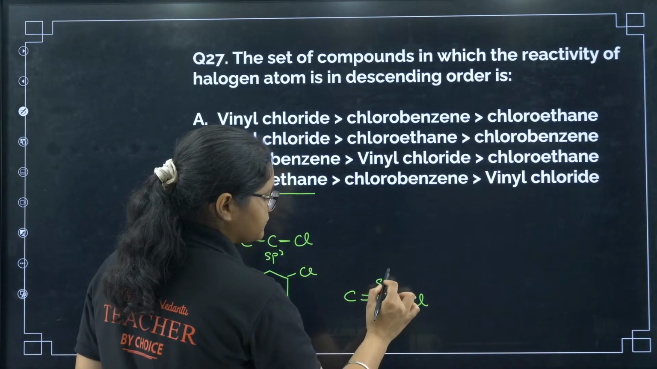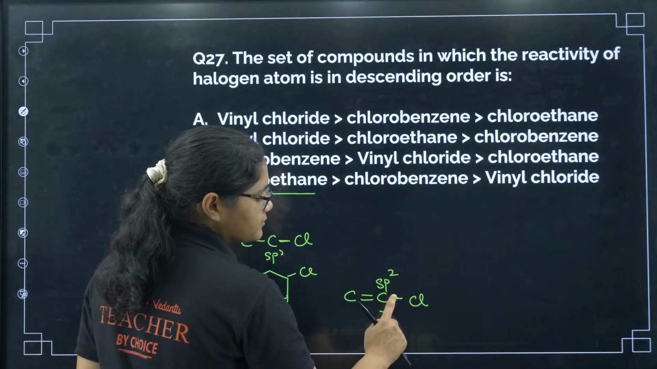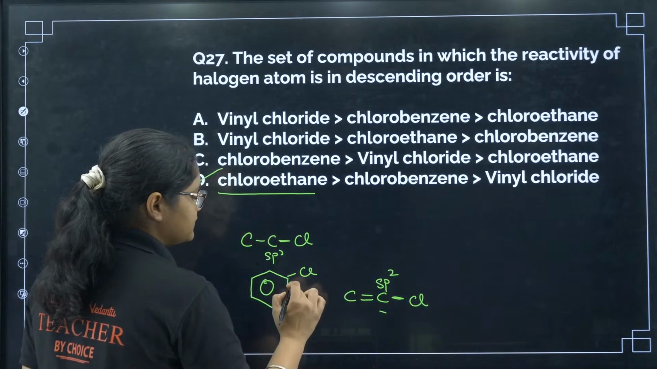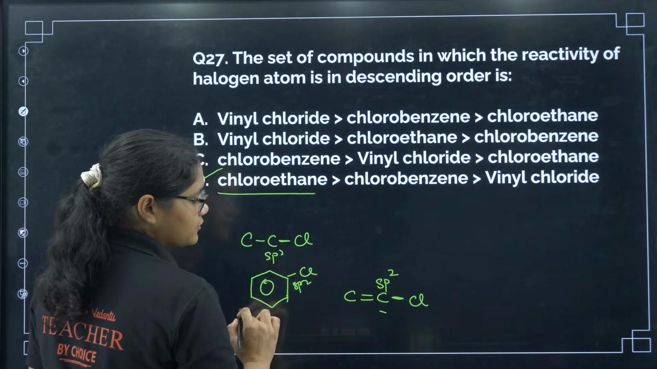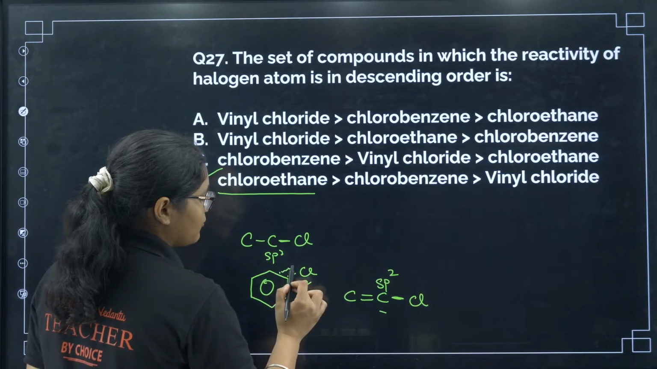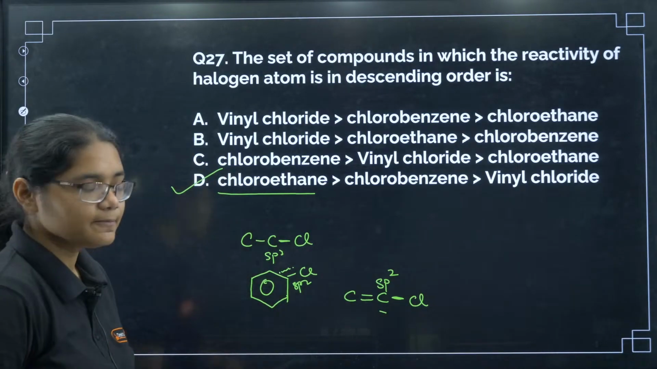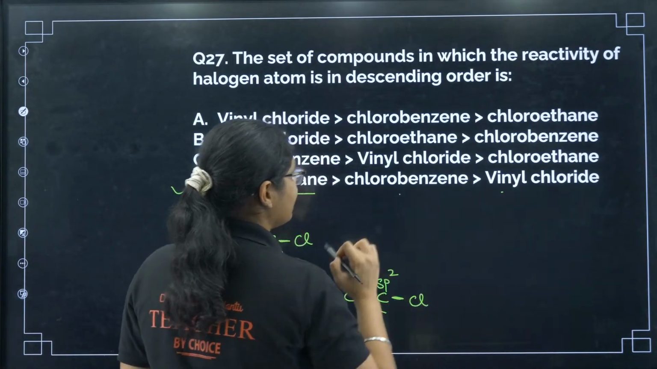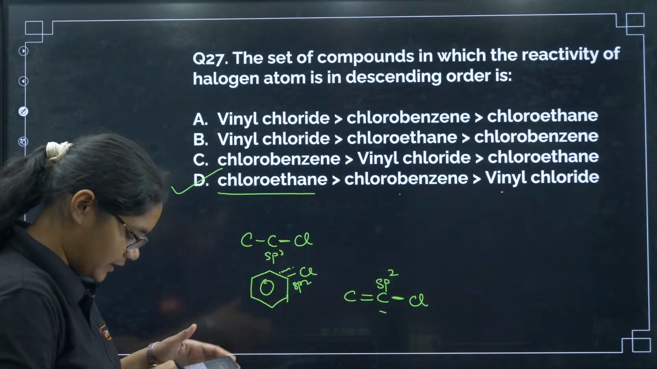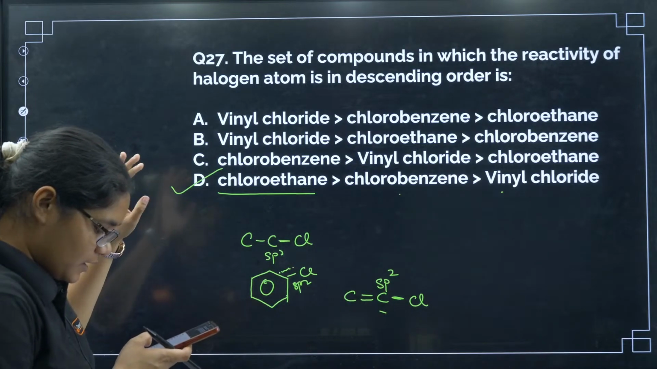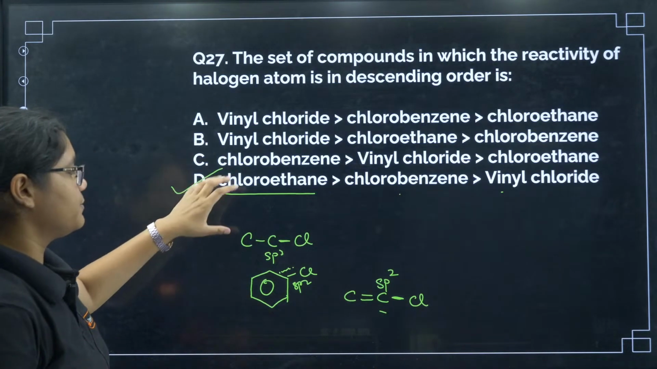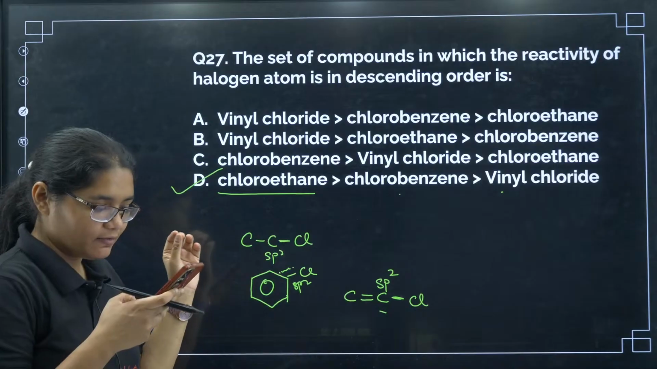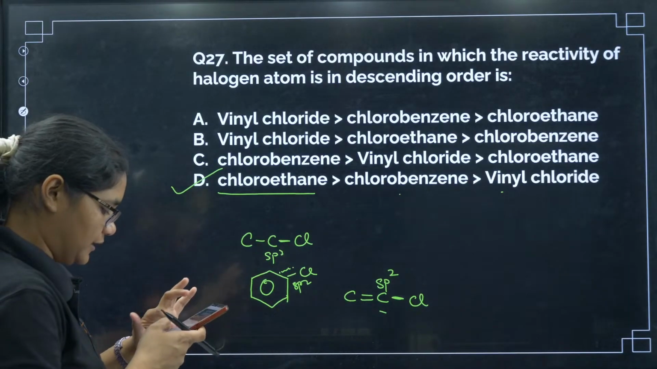Now see here, what is the reason? Here I have only an sp2 hybridized carbon, so this bond is strong. But here there is an sp2 hybridized carbon and there is also partial bond formation, right? So that is why after chloroethane we will have vinyl chloride and then chlorobenzene. Okay, the answer should be there, but the most common or appropriate answer will be option number D, because I have only one option with chloroethane, right?